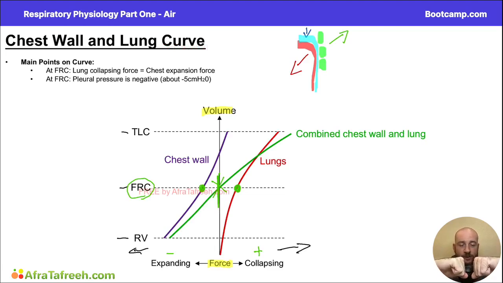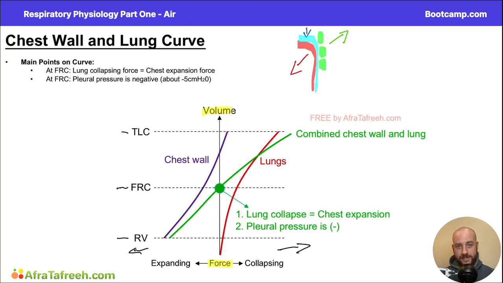The expanding force of the chest exactly equals the collapsing force of the lungs. And so we don't need any musculature to maintain the respiratory system at this position. And so that's why we say that at FRC, it's at rest because the respiratory system is in balance. And so, like we just said, at FRC, lung collapse equals chest expansion.